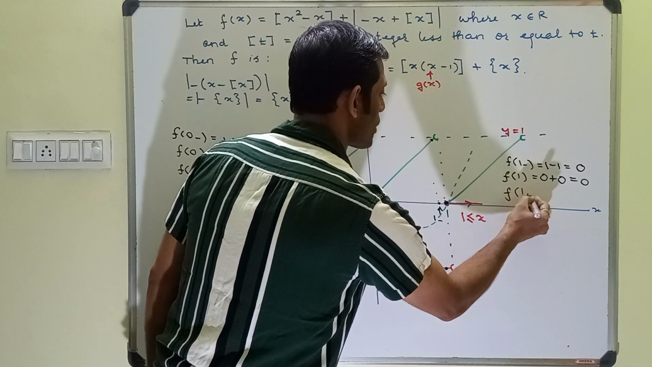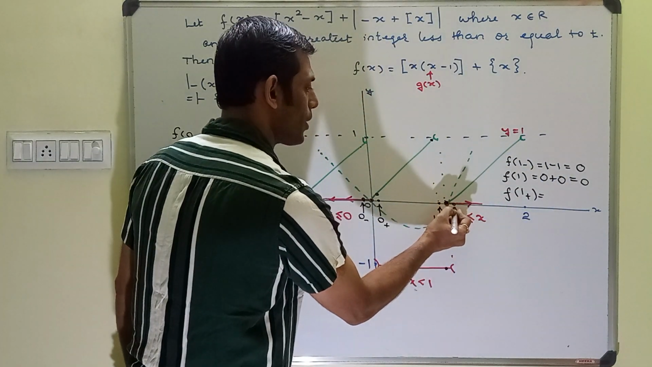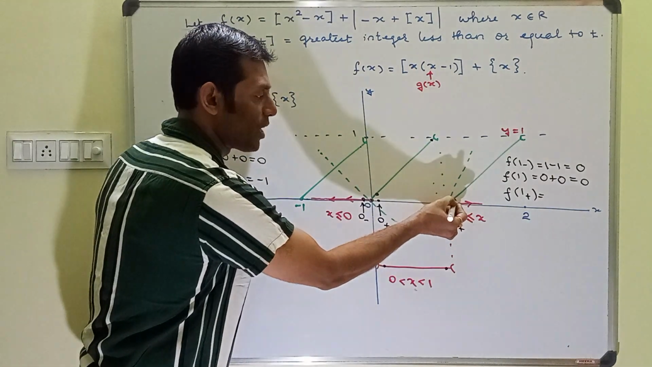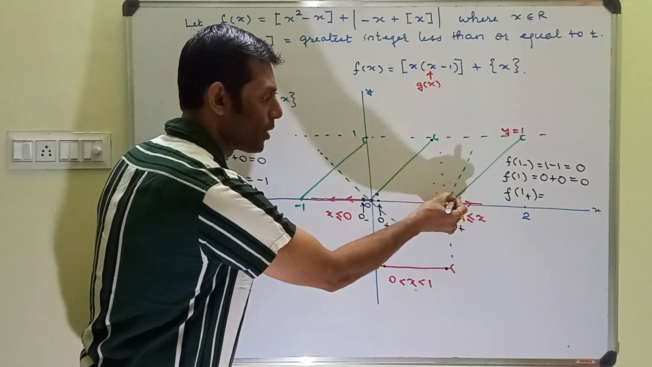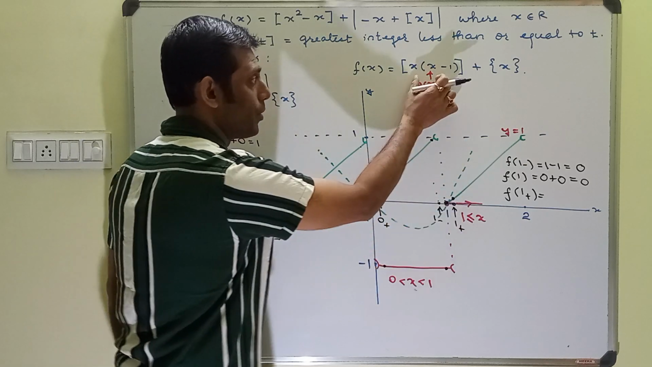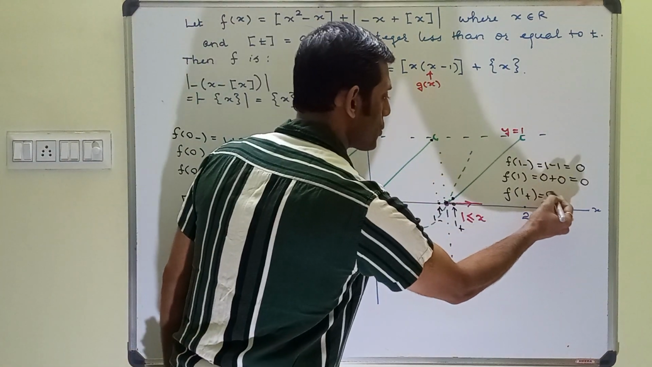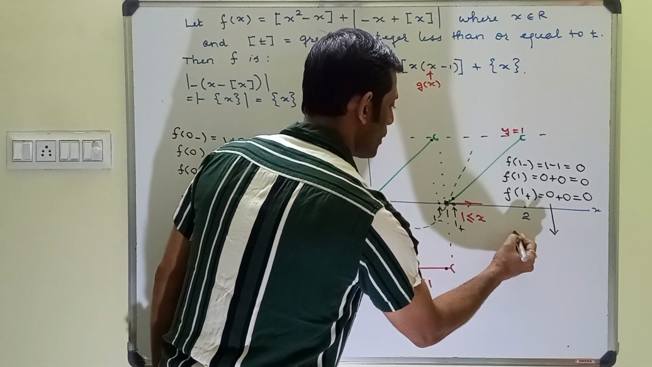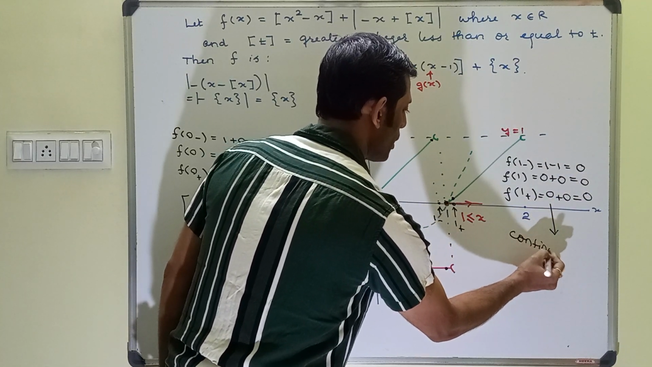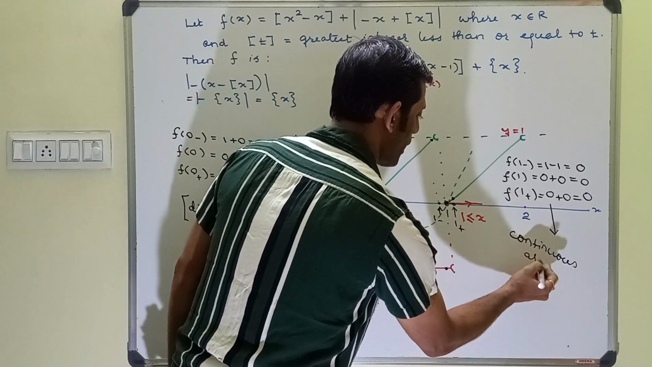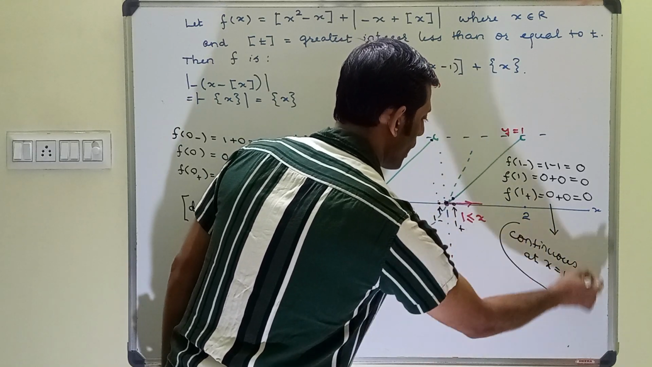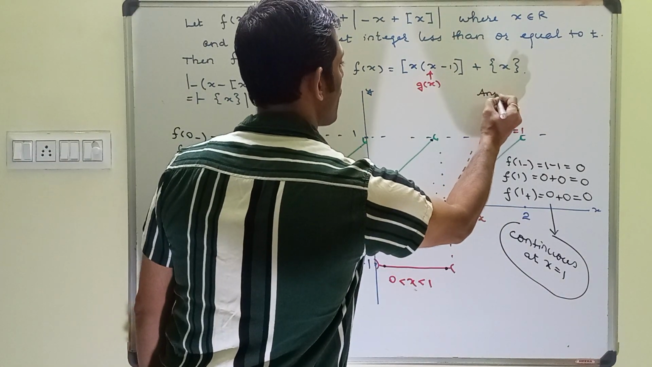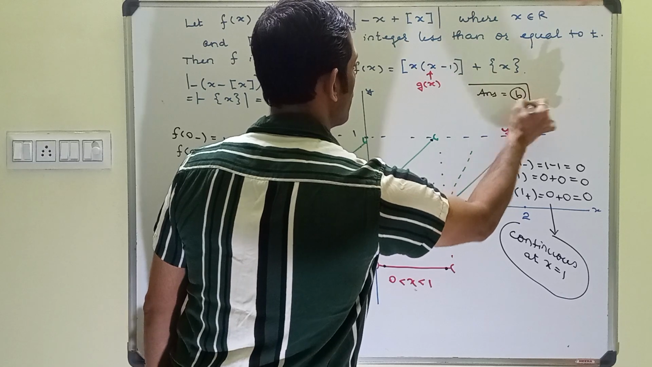What about 1 plus? Just to the right of 1, let's say this is the position of 1 plus. Now look at the fractional part function, it's at 0, and this box function, it's at 0. That means here again I am at 0 plus 0 is equal to 0. This tells us that the function is continuous at x equal to 1, and hence these two things bring you the answer as option B.